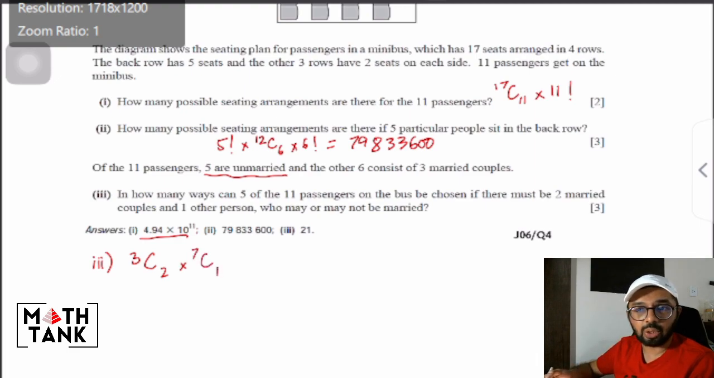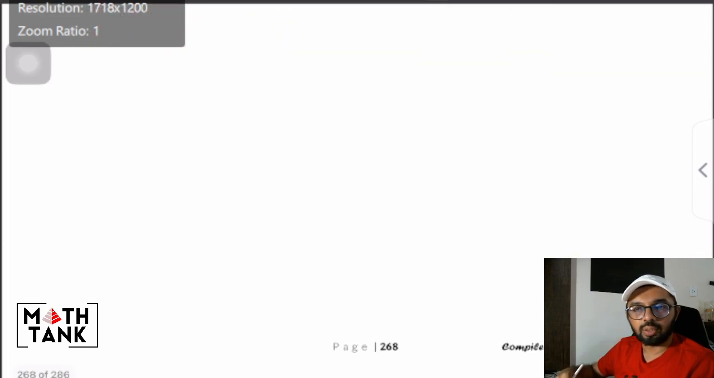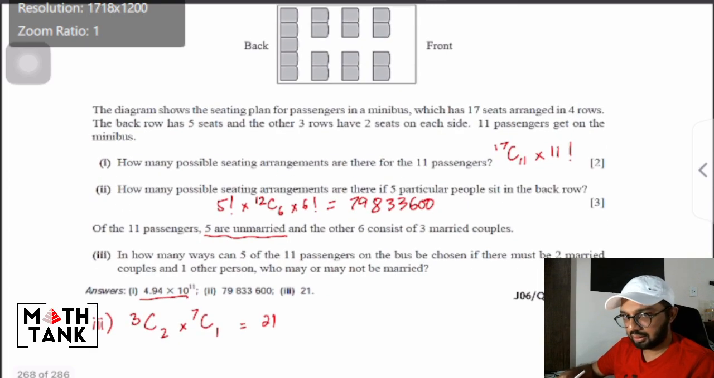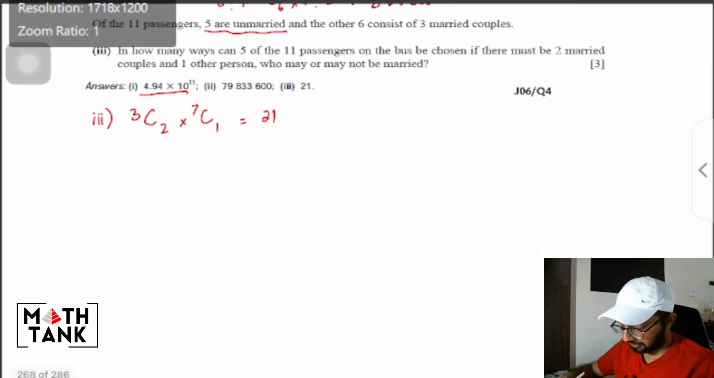Why 7? Because I am no longer interested in whether they are unmarried or married. I just need to choose them, and anyone could get chosen out of the remaining 7 people who were there, because 4 are already chosen. Okay, this should give you the correct answer. That gives me 21. Okay, moving on quickly to the next question.